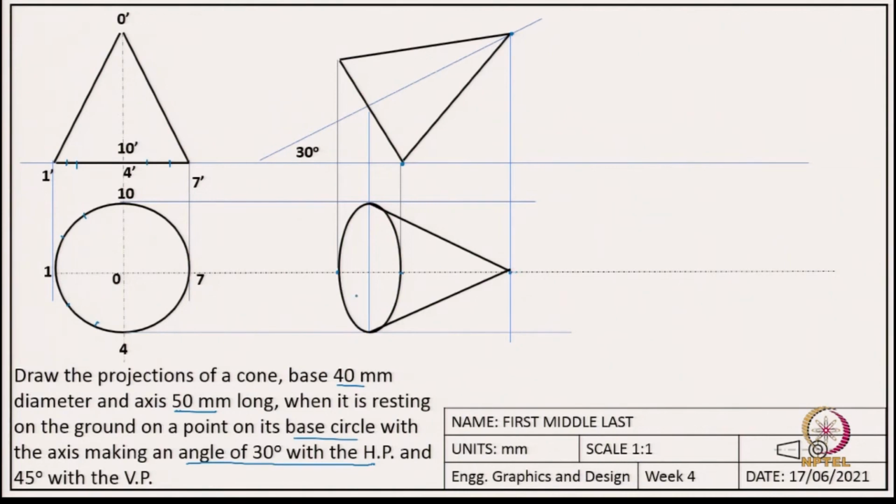Okay. First the ellipse, then the apex. Once you get the ellipse and the apex, then you need these 2 inclined lines to capture the complete cone. Okay. So, now we are done with step 2 with both the front and top views.